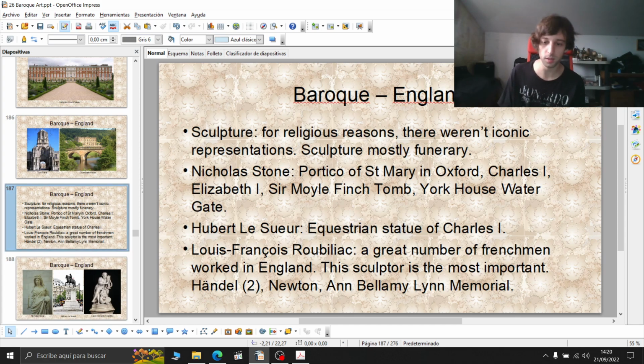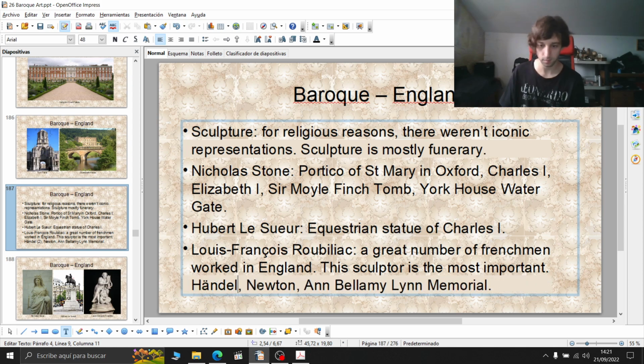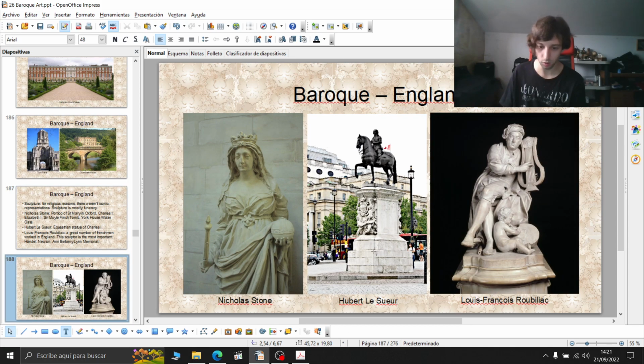Sculpture. For religious reasons, there were no iconic representations. Sculpture is mostly funerary. Nicolas Stone, Hubert Le Sueur, and Louis-François Roubiliac. A great number of Frenchmen working in England. Yeah. Nicolas Stone, Hubert Le Sueur, Louis-François Roubiliac.